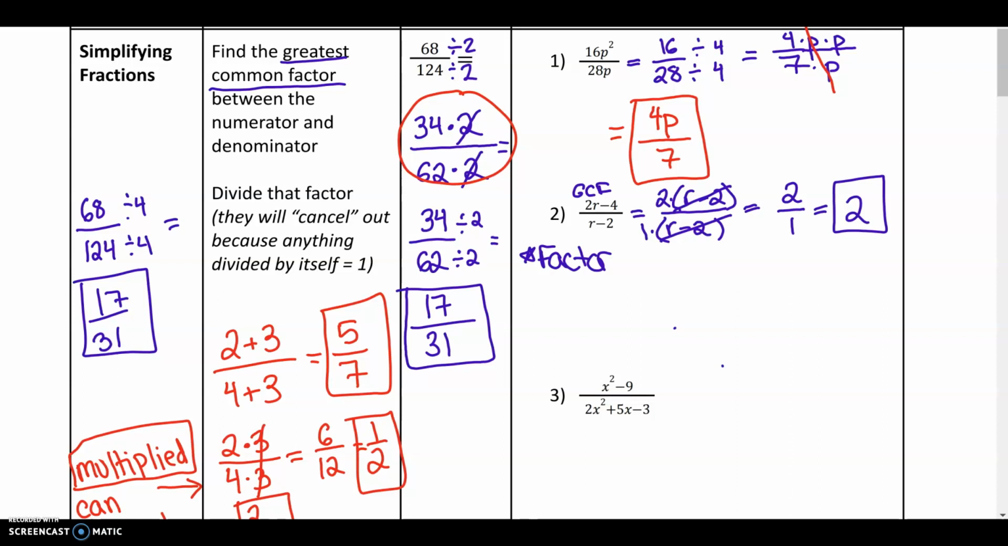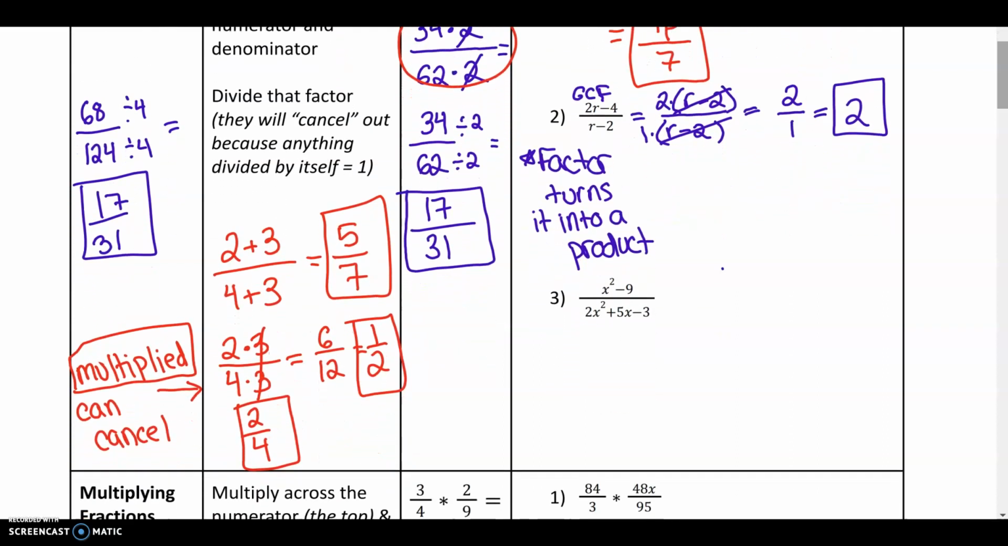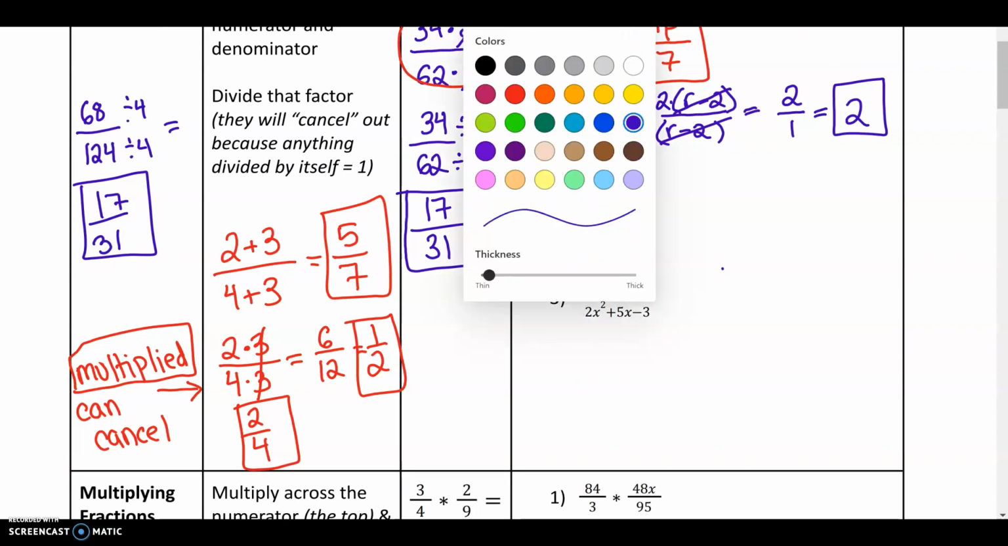And if you factor, you can simplify this rational expression, because factoring turns an expression into a product. I'm going to write that down. You should too. Product means multiplication. If you don't know that, make sure you write that down as well. It turns it into a multiplied thing, which allows us to simplify or cancel. Whatever words you like to use, divide, it all means kind of the same thing.